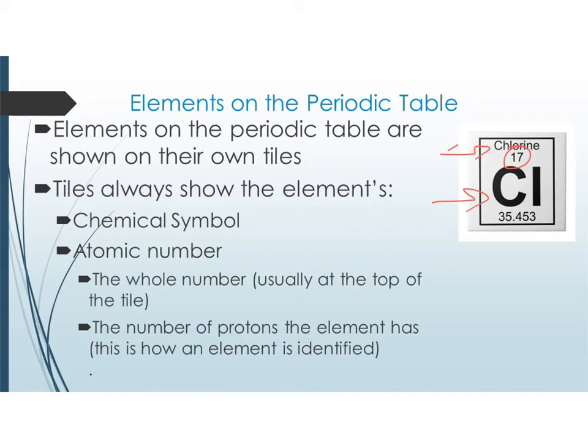Protons? How about protons they have? It's the number of protons they have. And chlorine is chlorine because it has 17 protons. What if it didn't have 17 protons? It wouldn't be chlorine. It'd be something else.